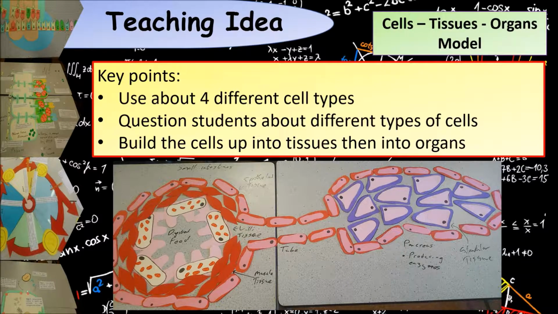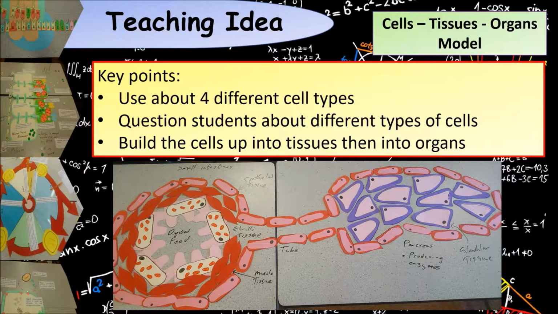Historically this has been a little dull part of the specification to teach because students only really need to know that cells go to make tissues, tissues go to make organs, and organs go to make organ systems. However, it's a good opportunity to use a bit of modelling to get students to recall the different functions of particular cells and how the different cells work together.